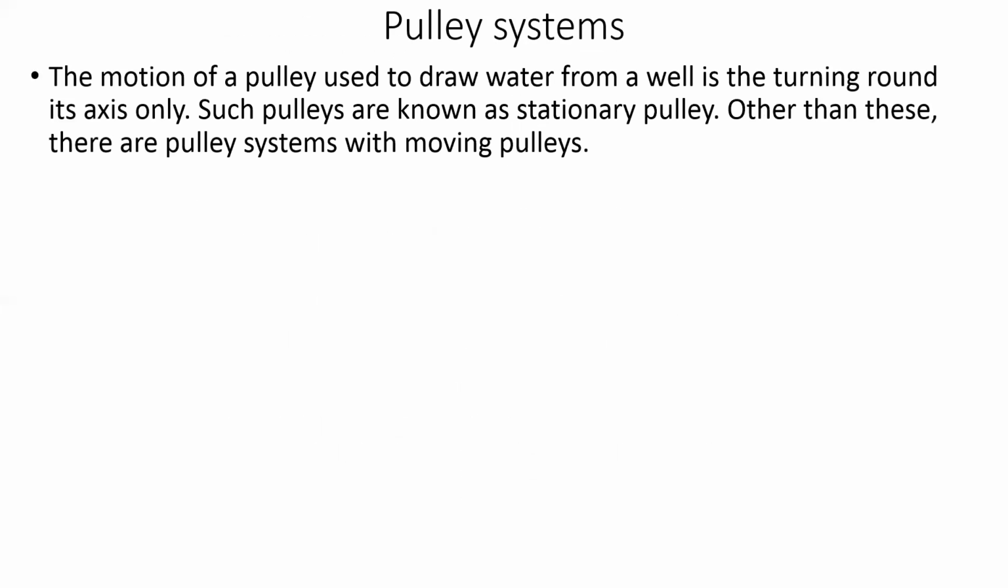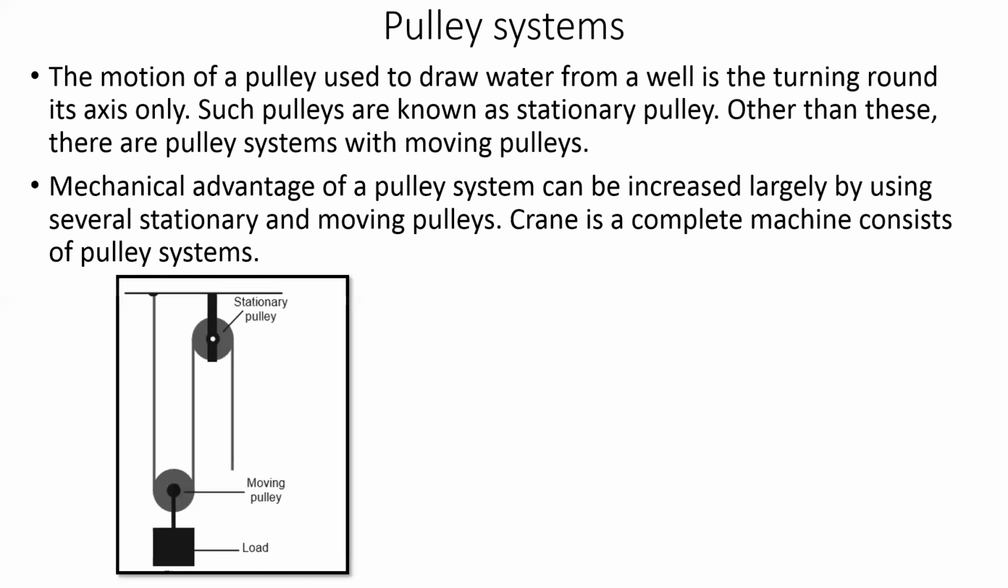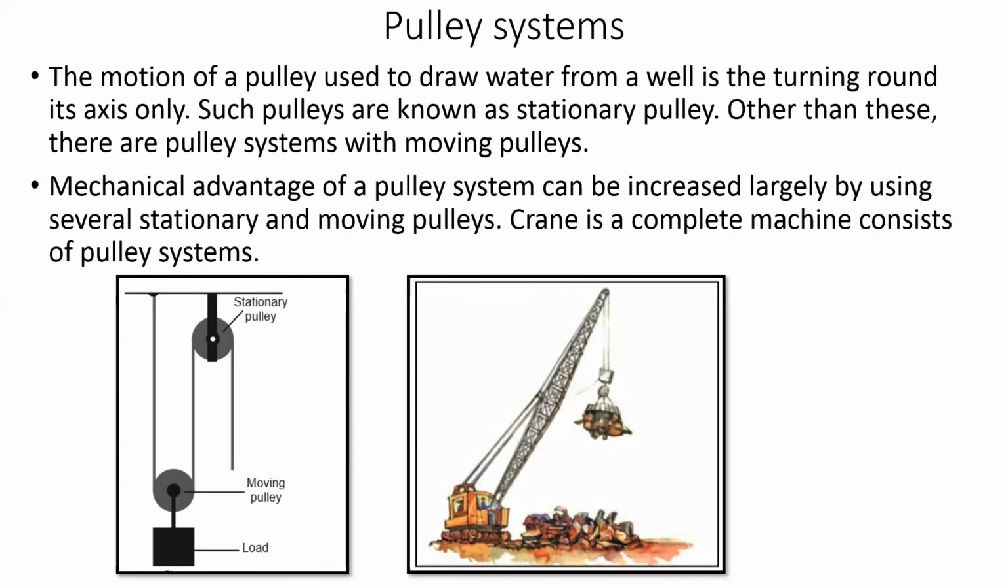Pulley systems. The motion of a pulley used to draw water from a well is turning round its axis only. Such pulleys are known as stationary pulleys or fixed pulleys. Other than these, there are pulley systems with moving pulleys. Mechanical advantage of a pulley system can be increased largely by using several stationary and moving pulleys. A crane is a complete machine consisting of pulley systems, so we can easily lift a heavy load with a lesser effort.